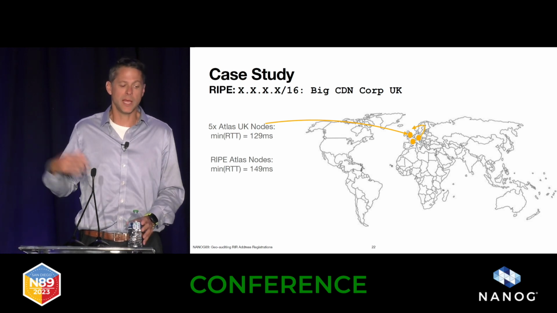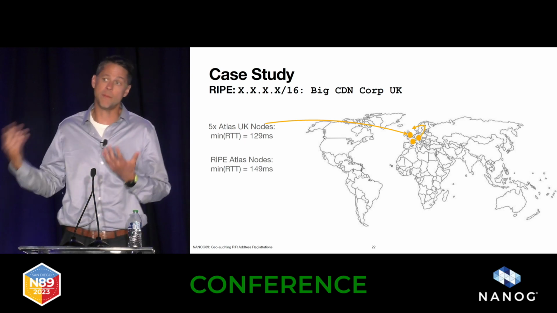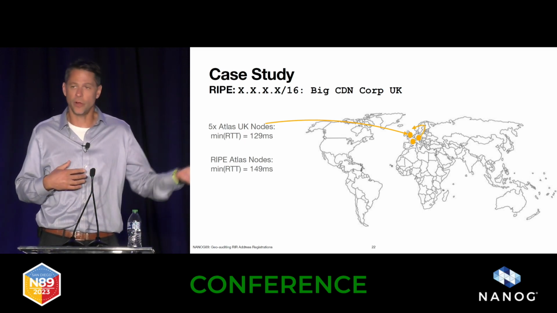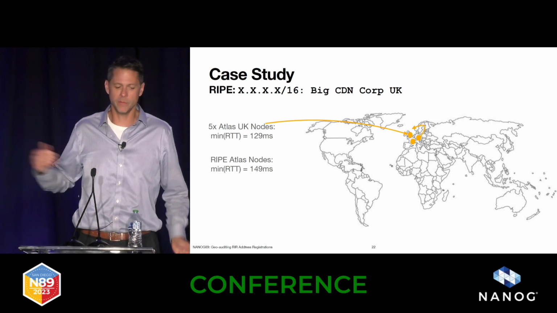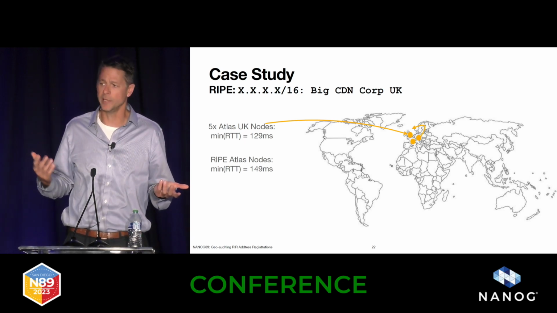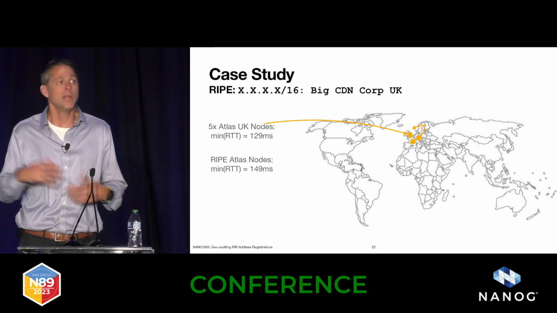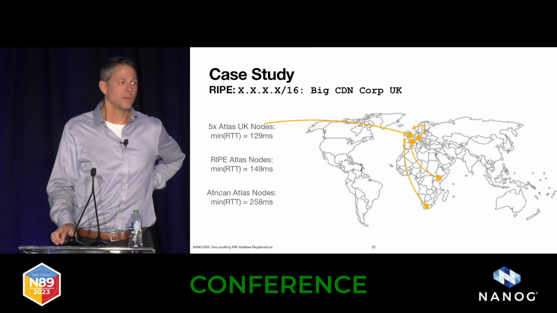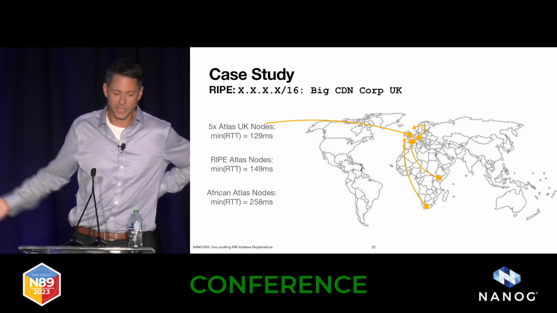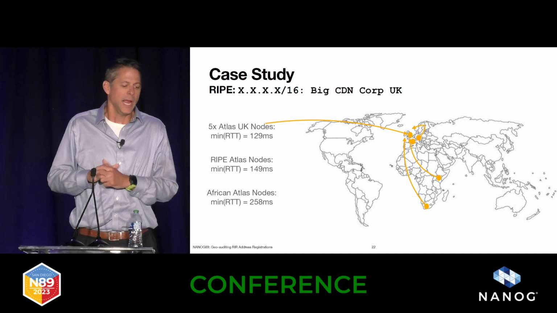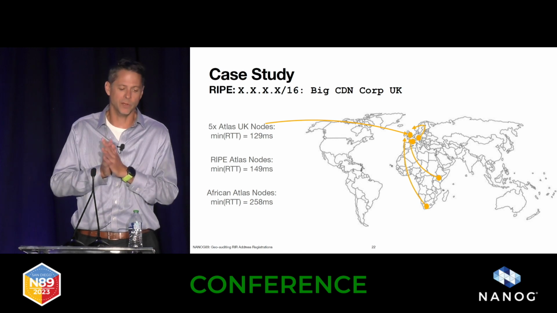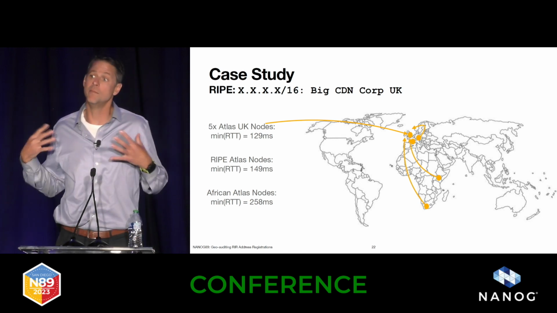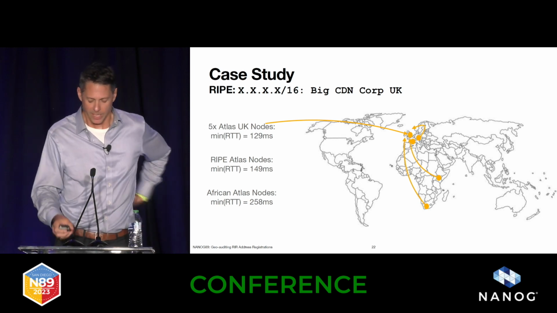If we look at the Atlas nodes that are in the RIPE region in Europe, in this case, it chose a node in France and a node in Germany. If we look at the minimum RTT across all of those measurements, it was even higher. It was 149 milliseconds. Measurements were then done from the African continent, and those measurements were even higher. Those were about a quarter of a second as the minimum RTT to this target.